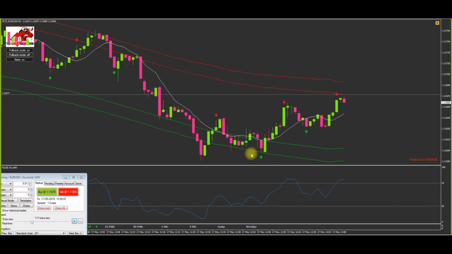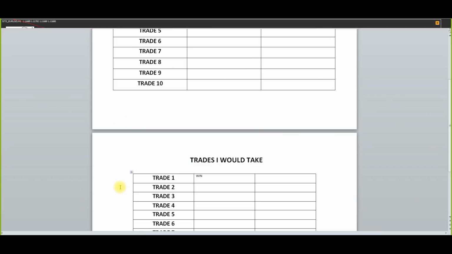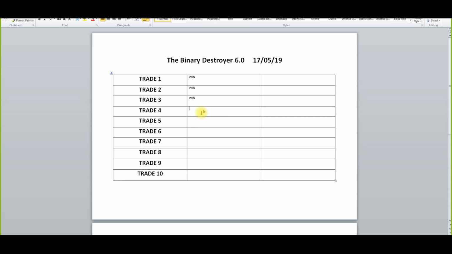Let me zoom in here. Well, it's a no-brainer. This is a winner here. So again, this is a setup that I would take. I've taken 2 trades for the day. This is also a winner on trade number 4.